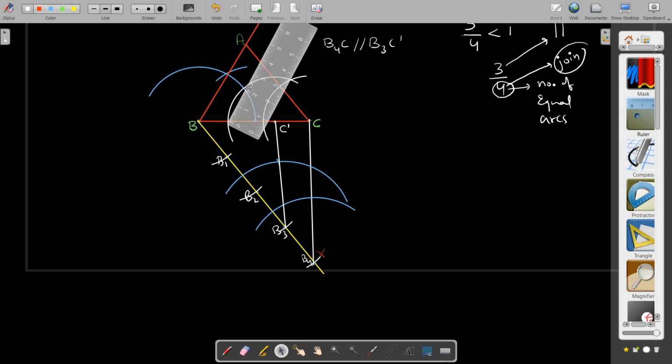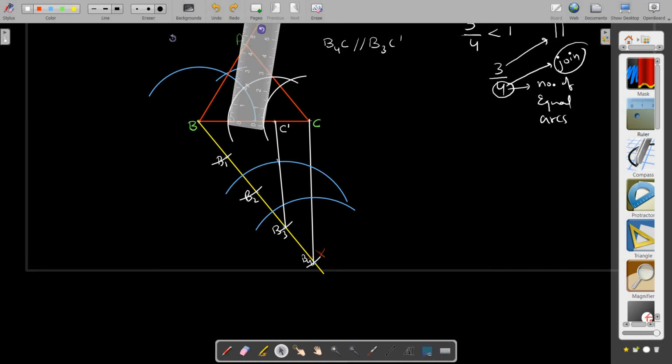Now let us mark the point on the arc where we are able to see 2.2. So I have marked the point. Now we have to join C prime to the point of intersection of these arcs.